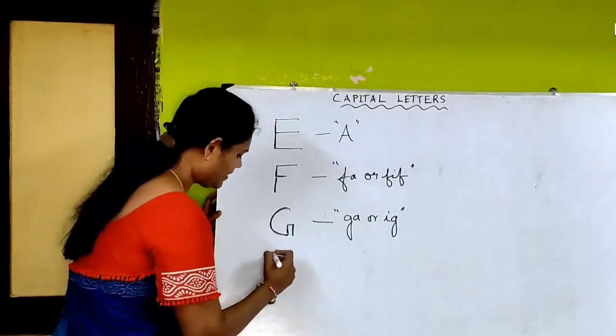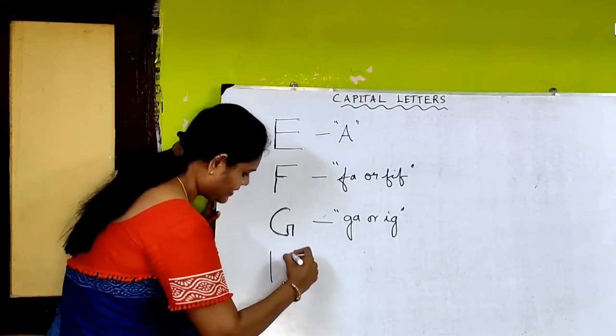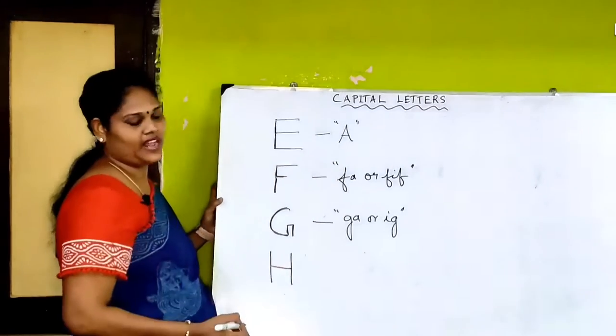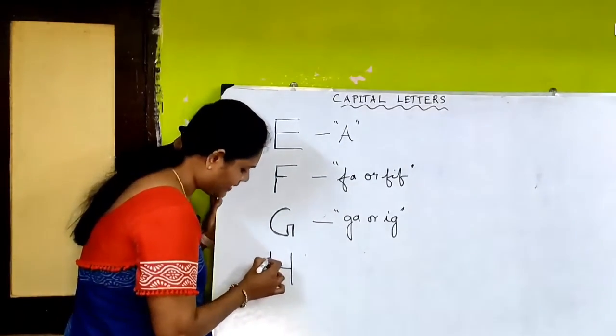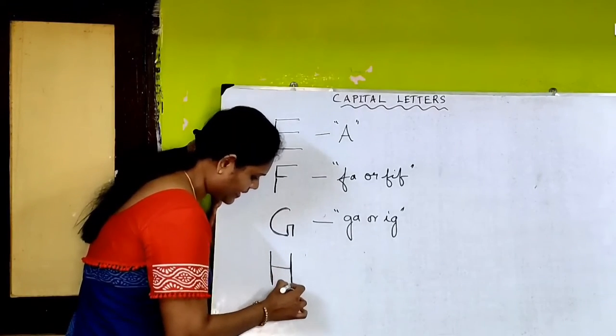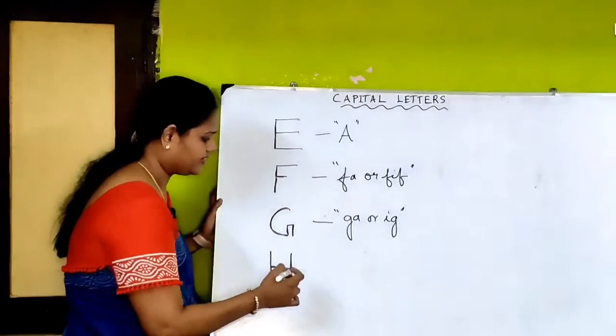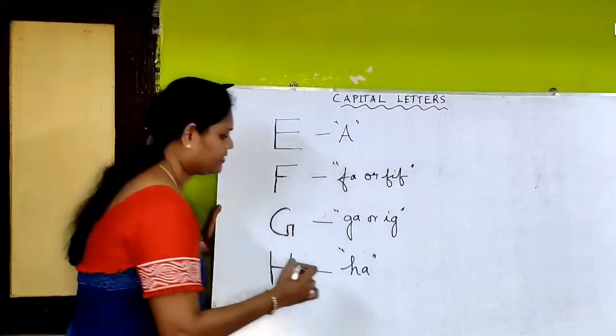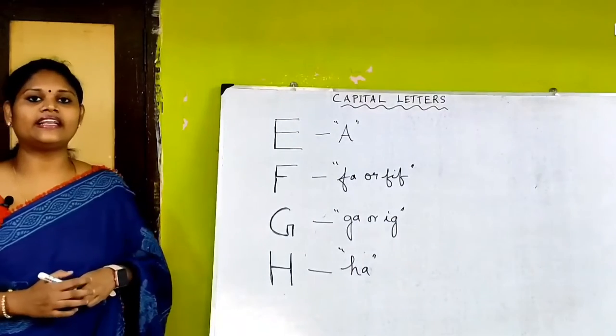Next letter is the capital H, standing line, join the standing line using sleeping line. I repeat, standing line, then sleeping line. H says Ha. This is the phonic sound for the letter H.